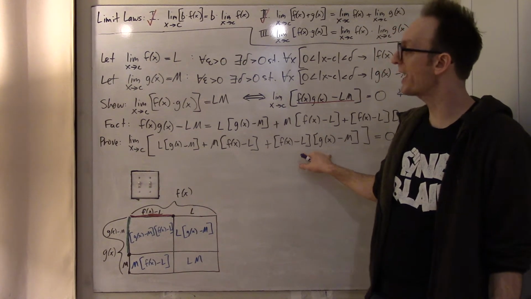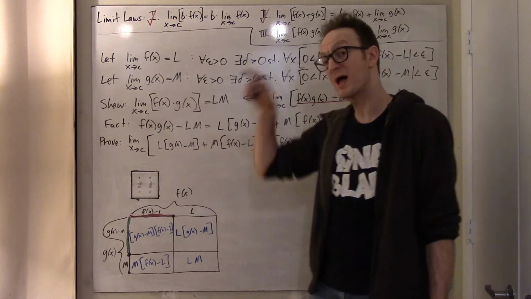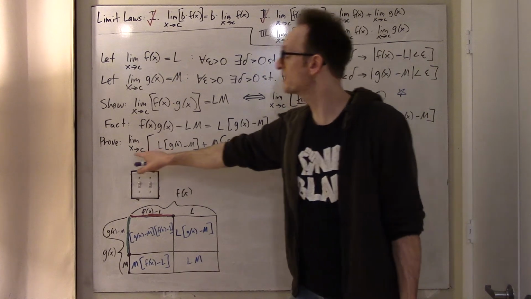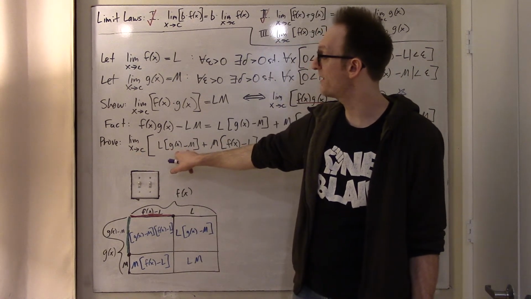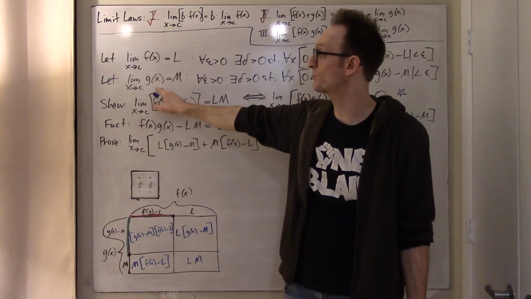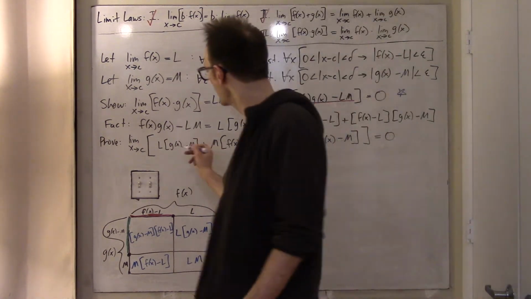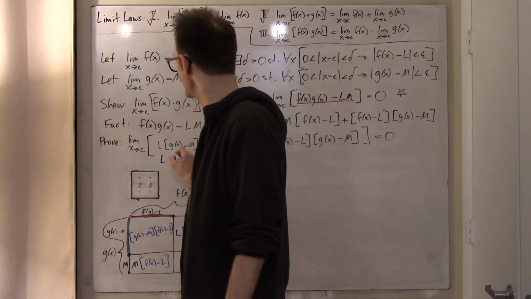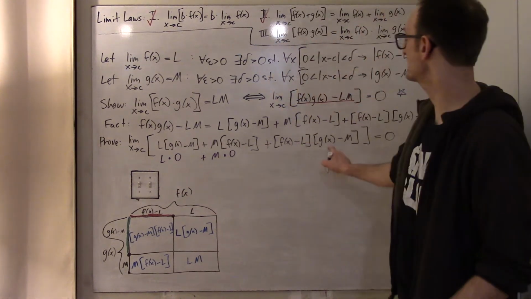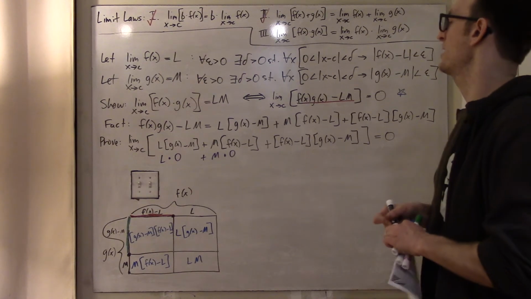Great. Okay, what is the limit as x approaches c of L times g of x minus m? Well, I am also allowed to just pull out an L. What is the limit as x approaches c of g of x minus m? Answer, it's 0. Because by the lemma, the limit as x approaches c of g is m, so the limit as x approaches c of g of x minus m is 0. So without writing it all out, this becomes L times 0. This becomes m times 0, and I'm just left with this. Therefore, there's really only one thing I need to prove.